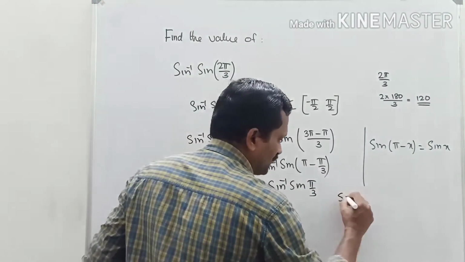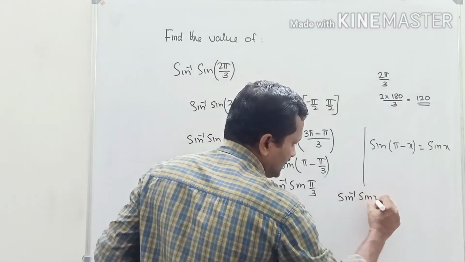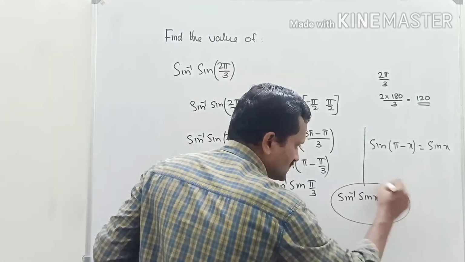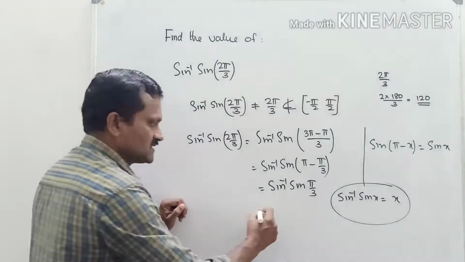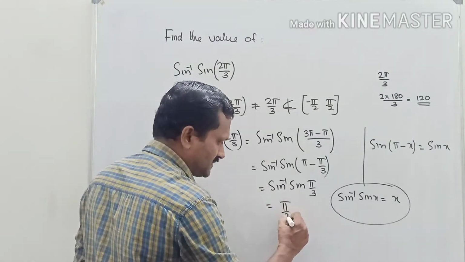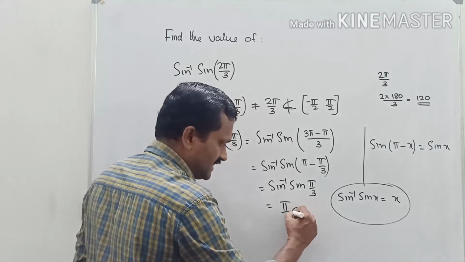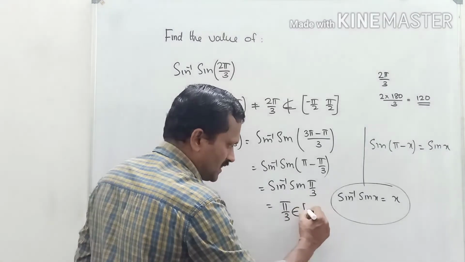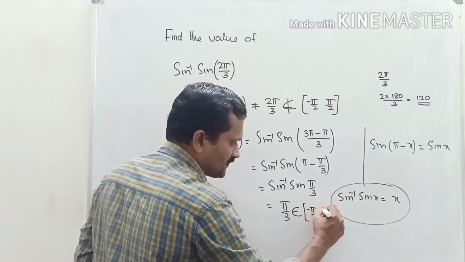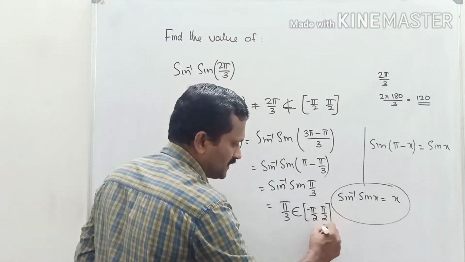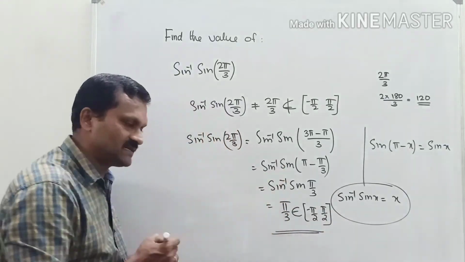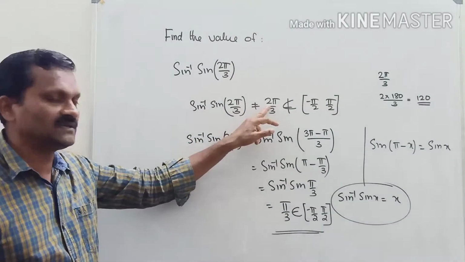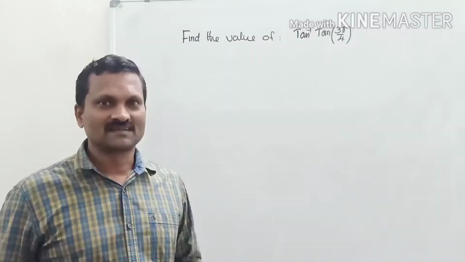Now it is of the form sine inverse sine x. What is sine inverse sine x? It is x. So the answer is pi by 3. Pi by 3 means 60 degrees, which clearly belongs to the closed interval minus pi by 2 to pi by 2. So what's the answer? Pi by 3, not 2 pi by 3.